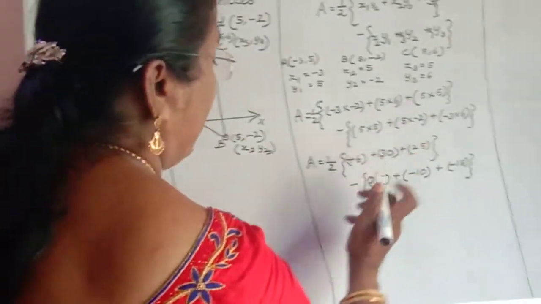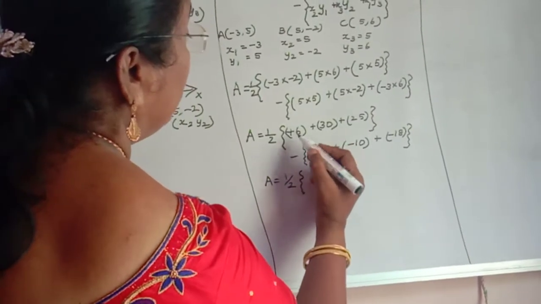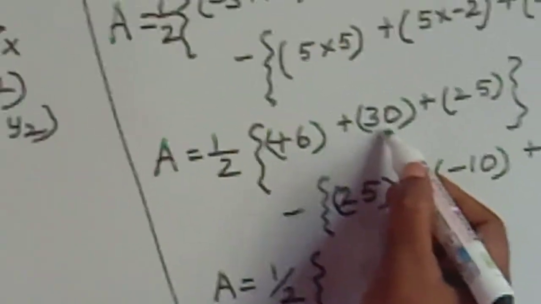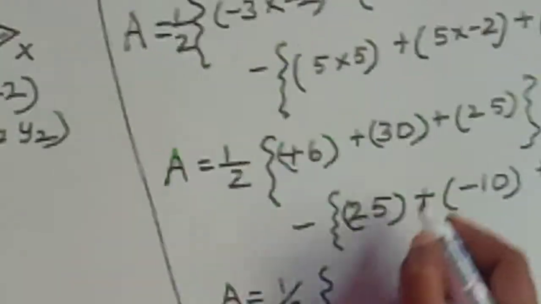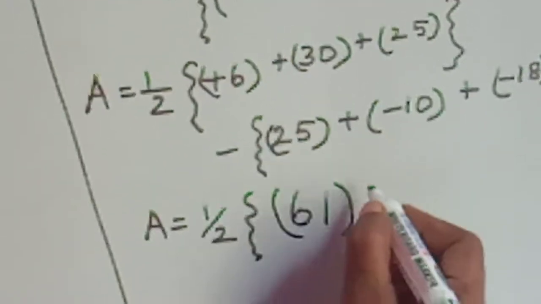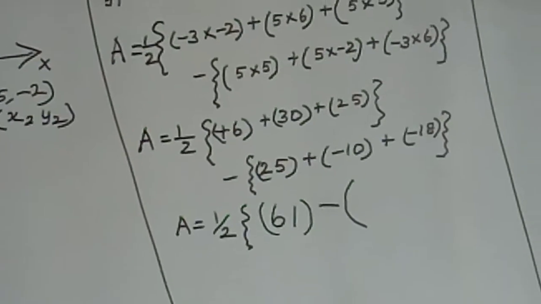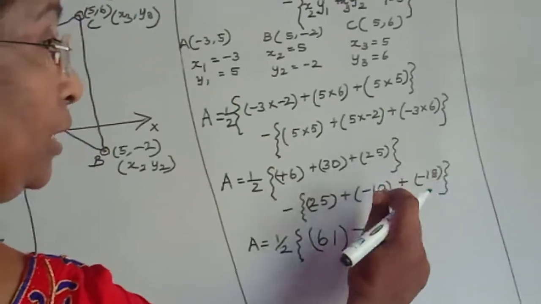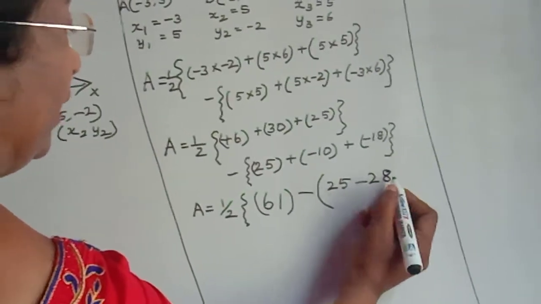So now we are going to combine all this and find the answer. So A is equal to 1 by 2. You add, all are positive in the first braces. So 6 plus 30, 36. 36 plus 25 is going to be 6 plus 5, 11, and again it is going to be 61. So 61 minus. Here you have two negatives and one positive value. So first you add your negative values because two terms are there. So when you add, it becomes minus 10 minus 18, it is minus 28.